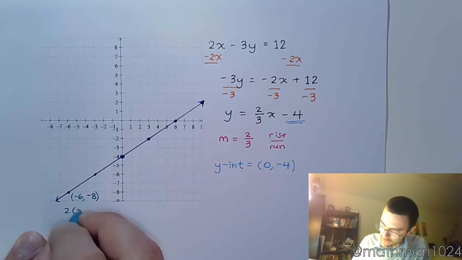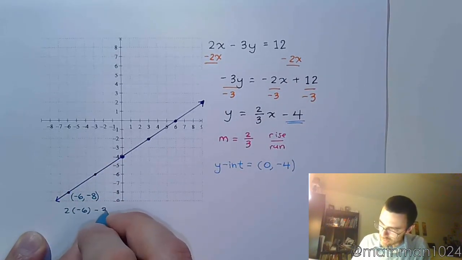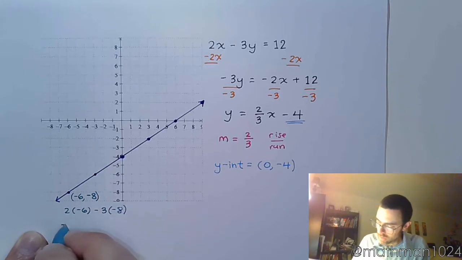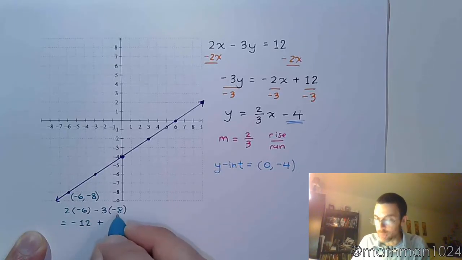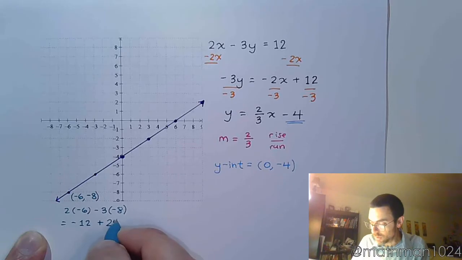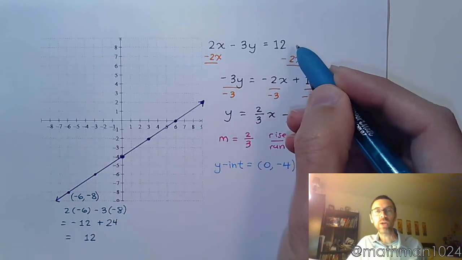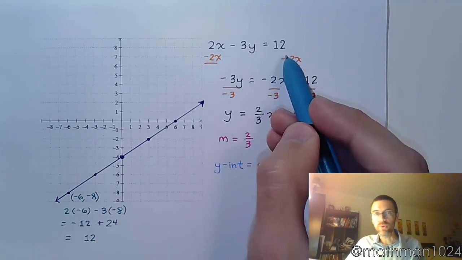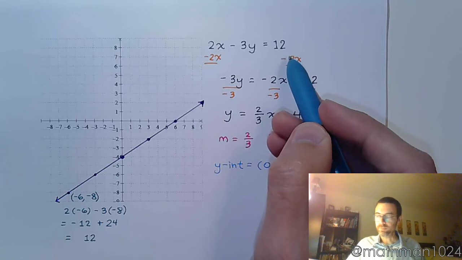If I do 2 times negative 6 minus 3 times negative 8, what do I get? Well, this is negative 12. Negative 3 times negative 8 is positive 24, and that equals positive 12, which is exactly what I was supposed to have. No matter what point you pick here, it's supposed to be true in that original equation.